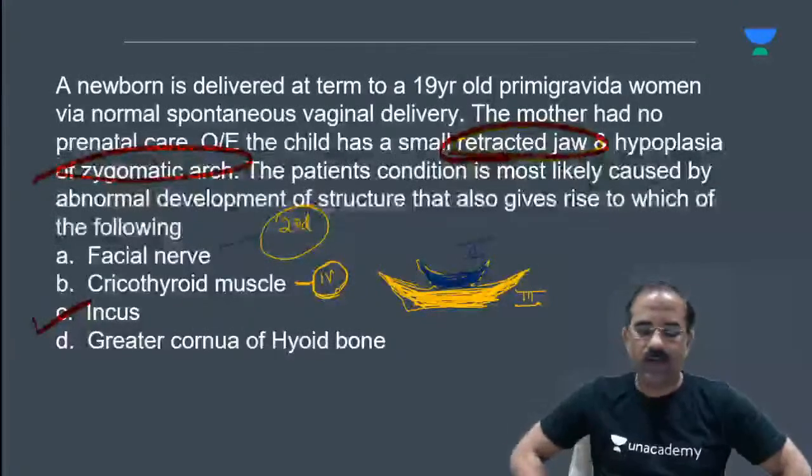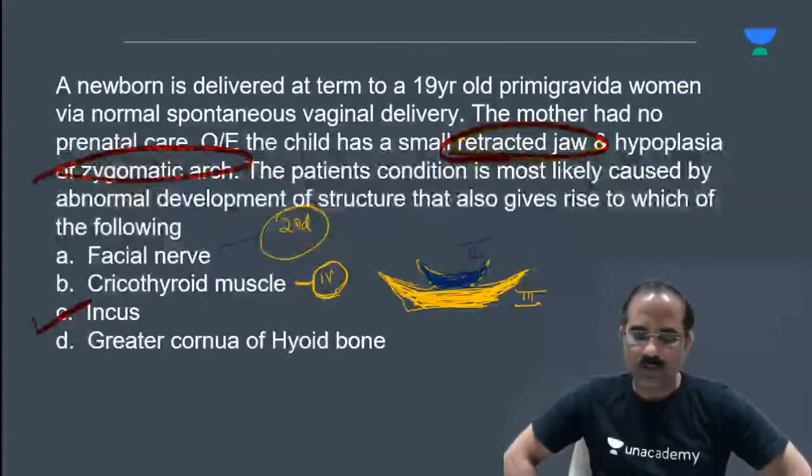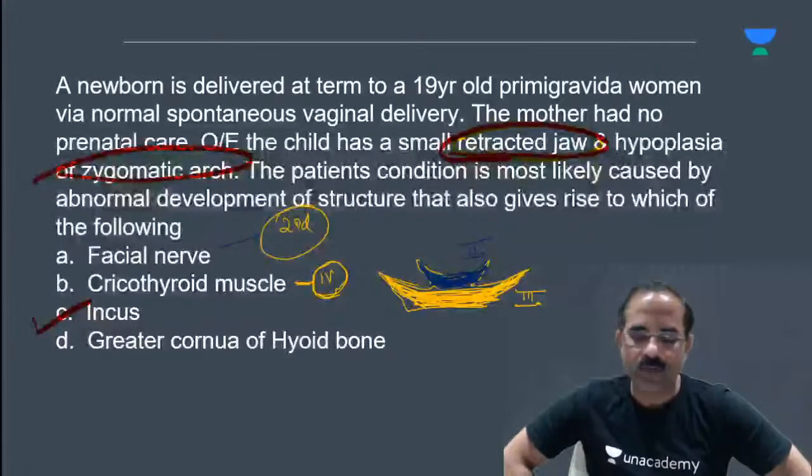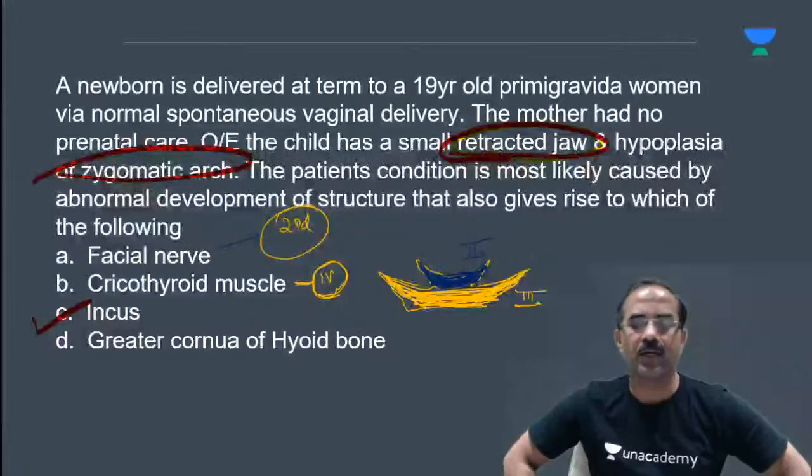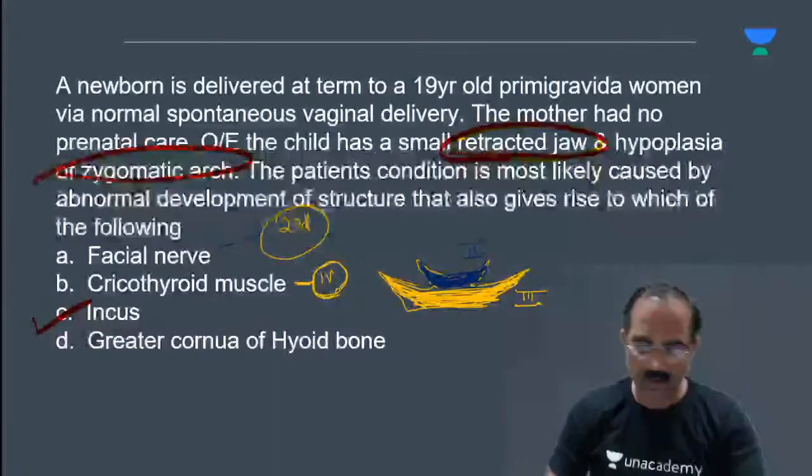Fourth pharyngeal arch. Facial nerve is second. Incus is first. Clear to all of you? Greater cornu is from the third arch. I hope this is clear to all of you students.